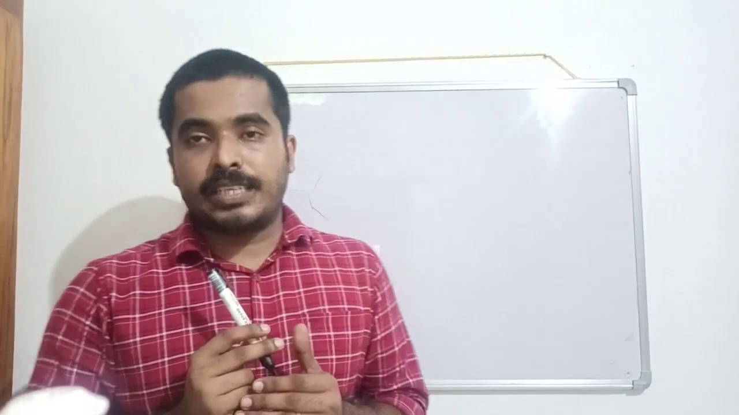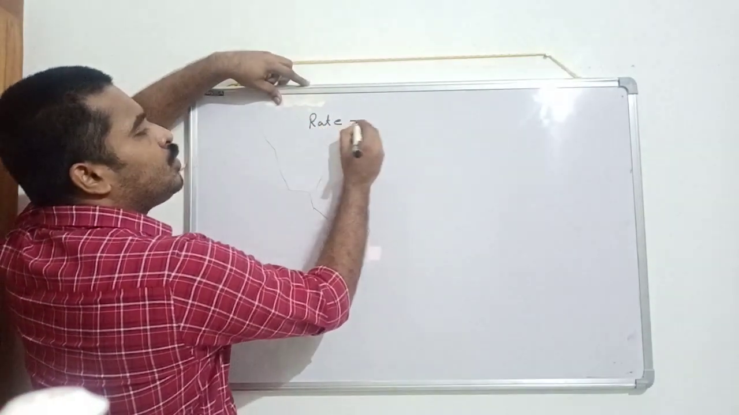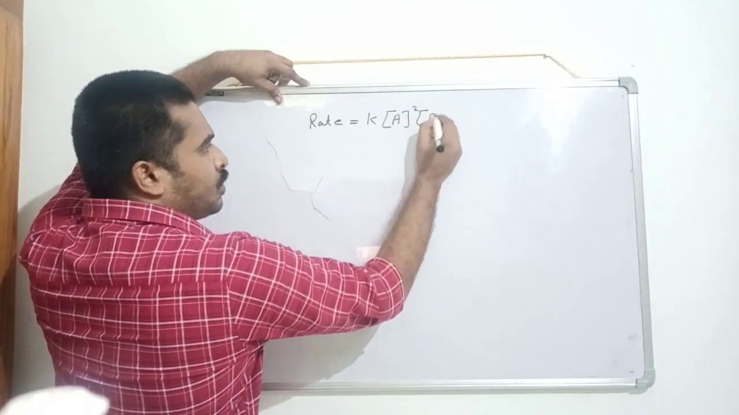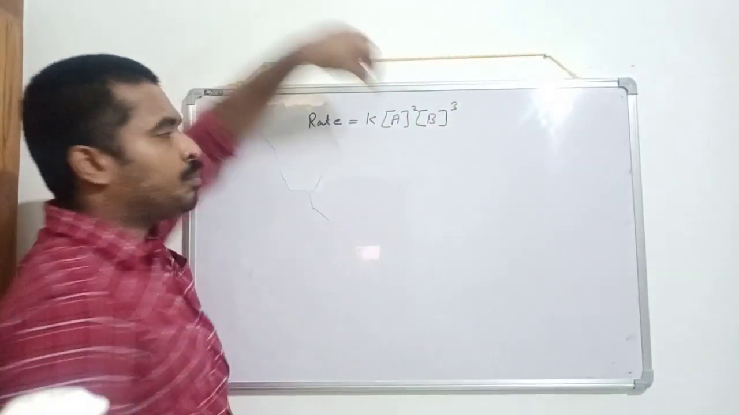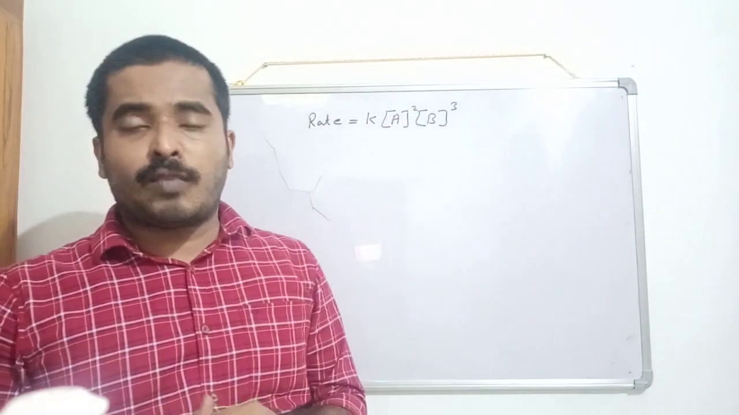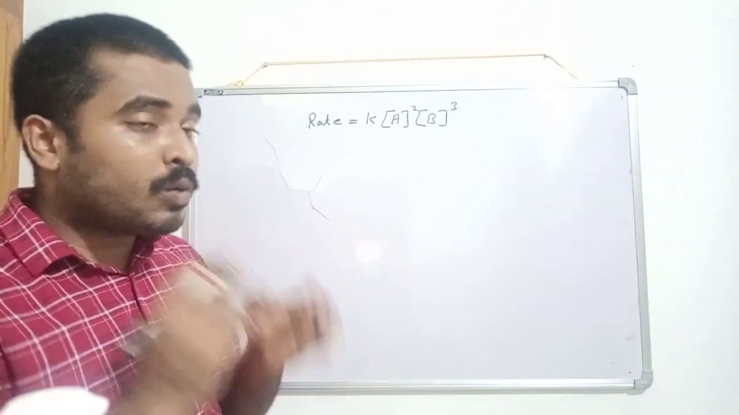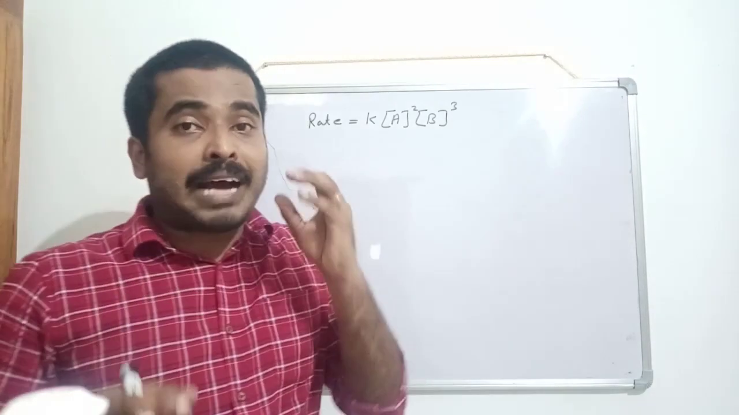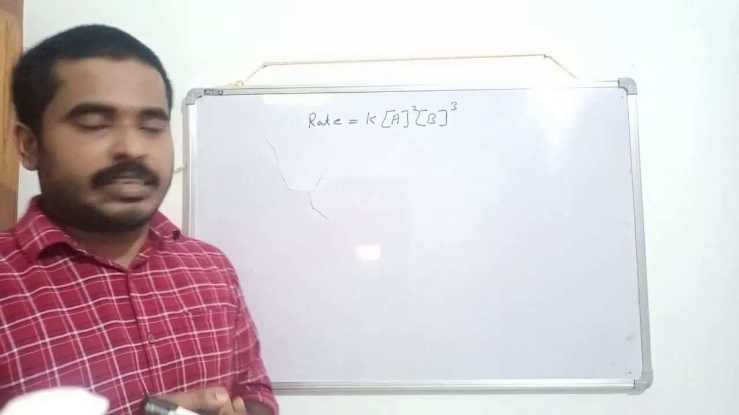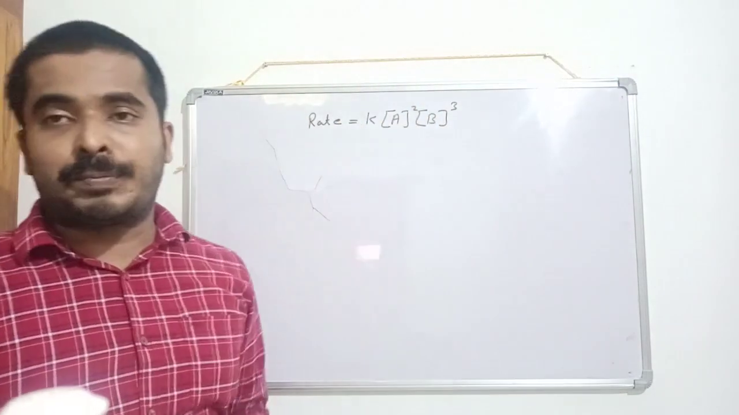Our third question is, consider the rate law expression, rate equal to K into A square into B cube. Dear students, what is the order? 2 plus 3, 5. What is the molecularity? No, we cannot find molecularity, because molecularity can be found out only from balanced chemical reaction. Here we don't have any idea about balanced chemical reaction. Only this thing is given in the question. Rate equal to K into A square into B cube.